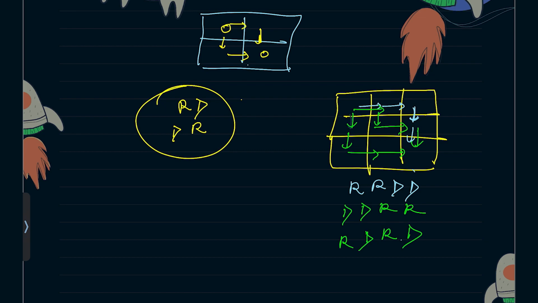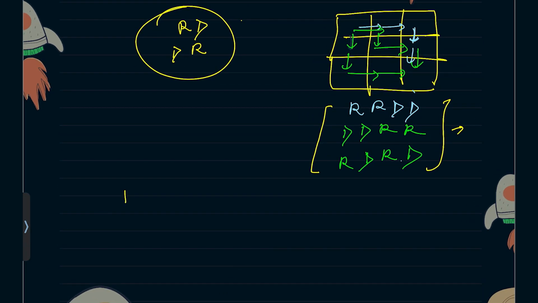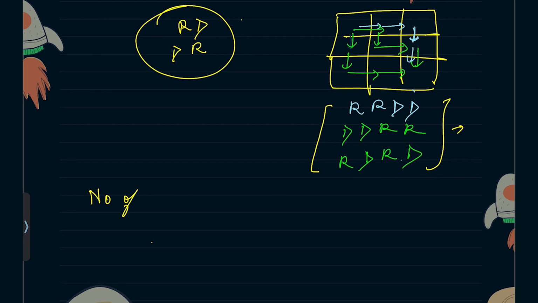So let's talk about this. These all look like the number of strings that can be made of R and D. You don't really need unique strings, just the count of strings that can be made, the count of different permutations or combinations of strings made up of R and D. So you just need to count the number of strings that are made up of R and D.